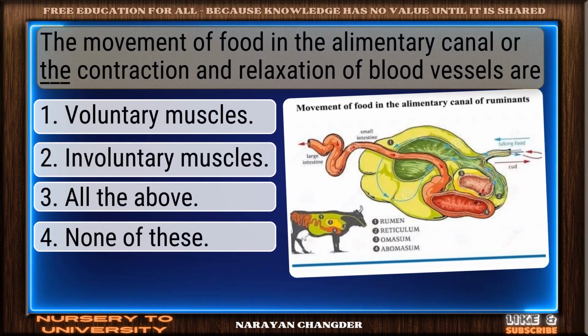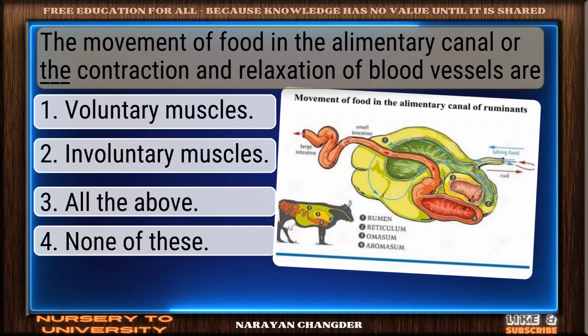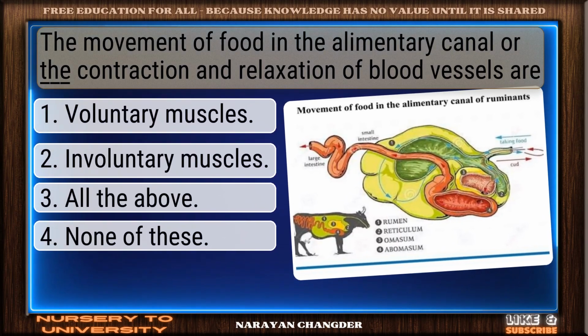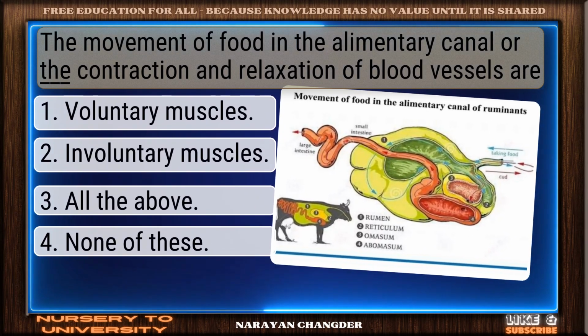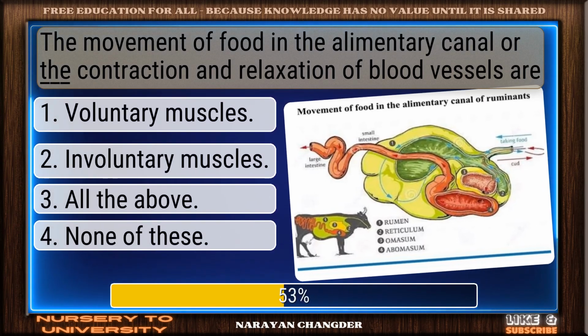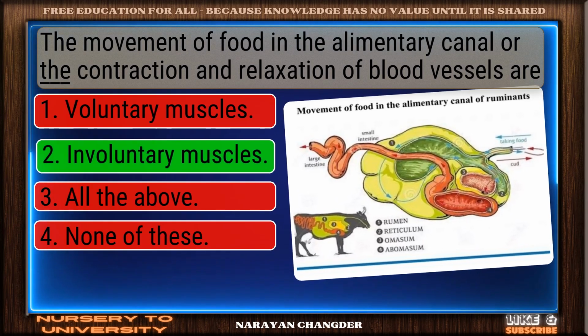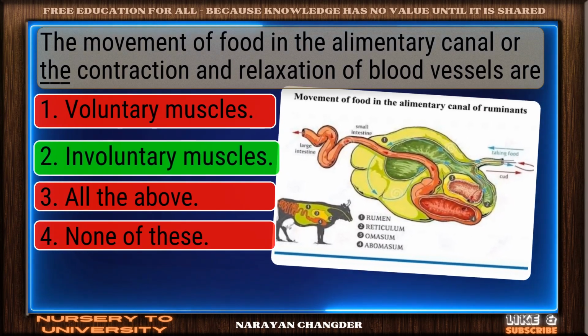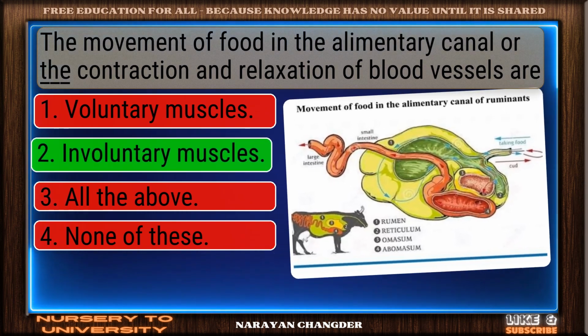Question number 21. The movement of food in the alimentary canal or the contraction and relaxation of blood vessels are dash. Clear logic. Your choice, involuntary muscles, is sound and 100% true.